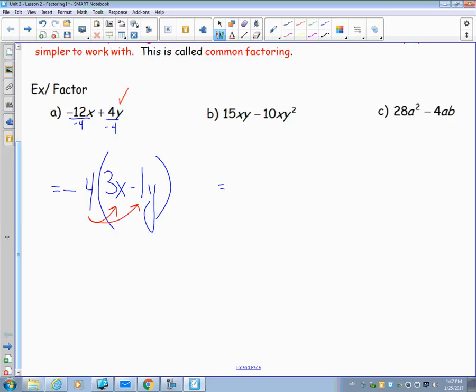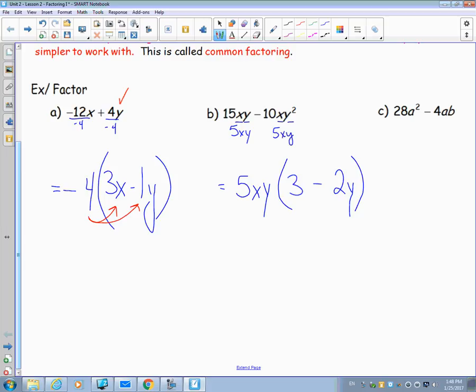Let's try the next one. What goes into 15 and 10? Both is by 5. I notice they both have the letter x in them, and they both have the letter y in them. So that's also a common factor. So now I'm going to do 15 divided by 5xy. 15 divided by 5 is 3, and x divided by an x, there's no x's left. A y divided by a y, there's no y's left. Okay, 10 divided by 5 makes 2. x divided by x, none left. If I had 2 y's and then divide one of them out, though, I'm left with 1.